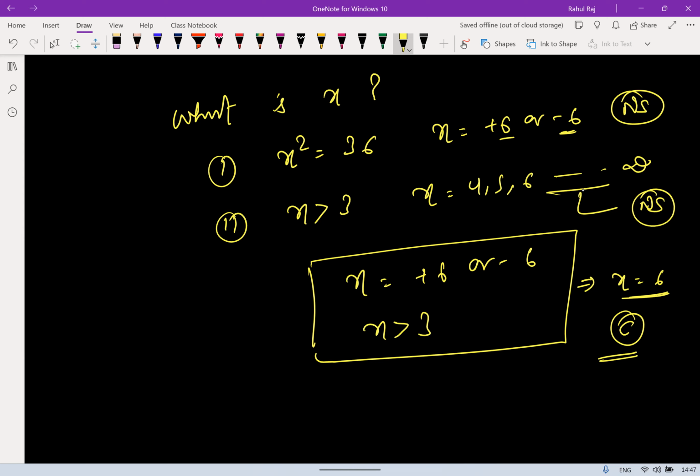Later, when we do the inequality chapter, I'll also tell you there are two structures of a question that could be asked from data sufficiency. One is where some information is given to you in the question. The other is when it's a direct question. How should you approach each? But that will come at a later part.